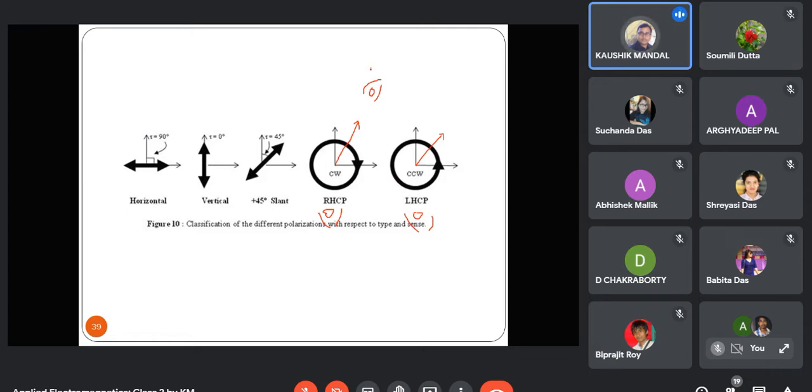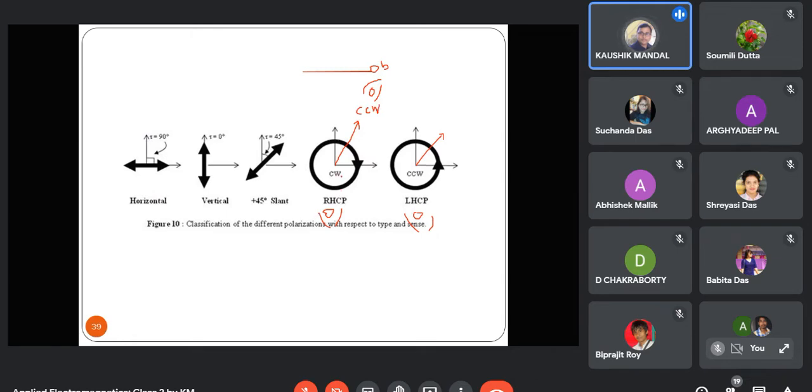So, in that case, the observer is looking towards the approaching wave, and then the sense will be different. To the observer, it will be counterclockwise. Is it clear?